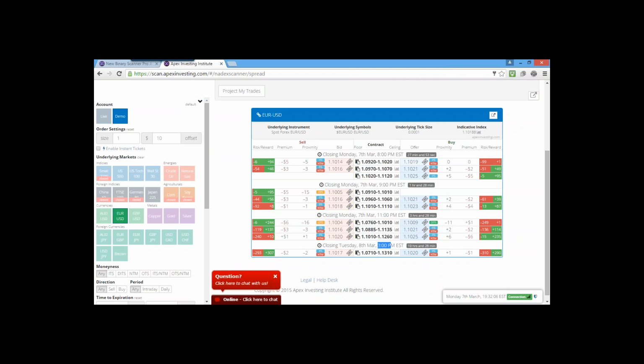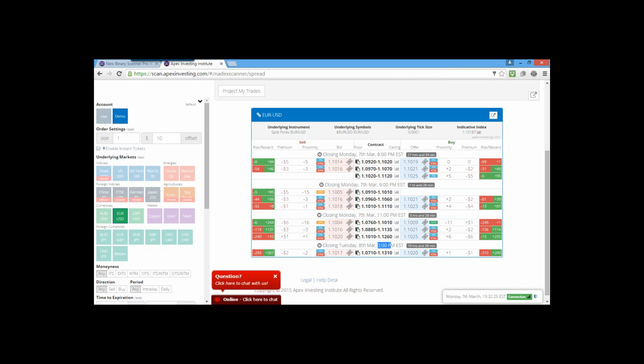Right here's the offer side. You can see what you can buy each one of them for. Right here's the bid side. You can see what you can sell each one of them for. And they're all together right there for you in one easy place. And this is a free tool, okay? This is a free tool that you can use as a free member of Apex. You can use this for binaries or spreads.